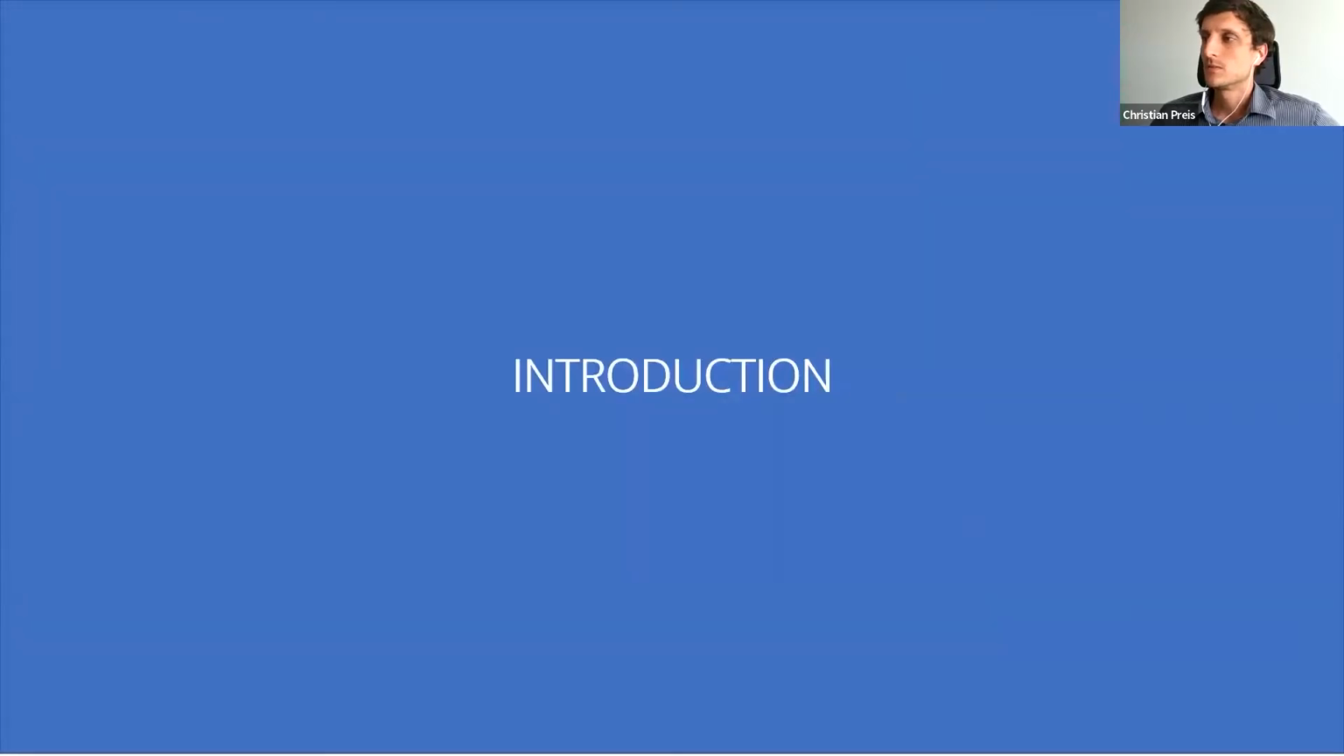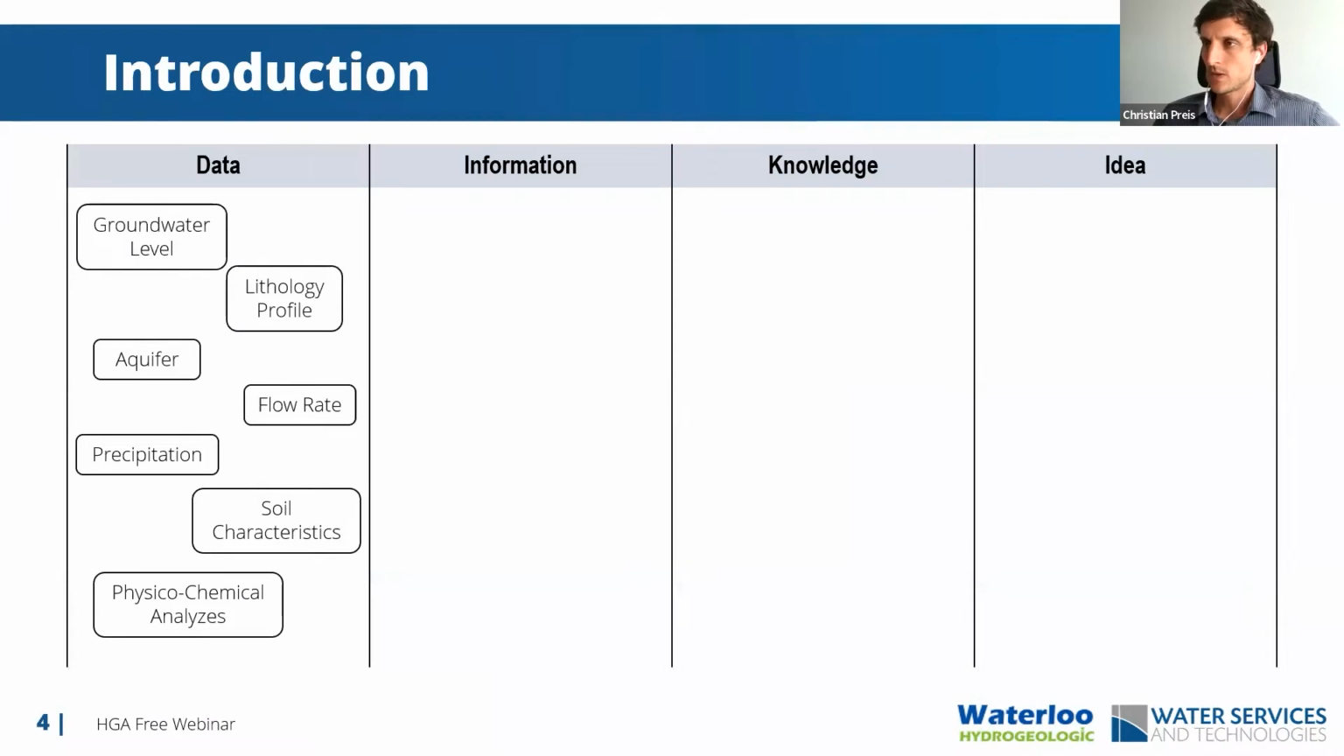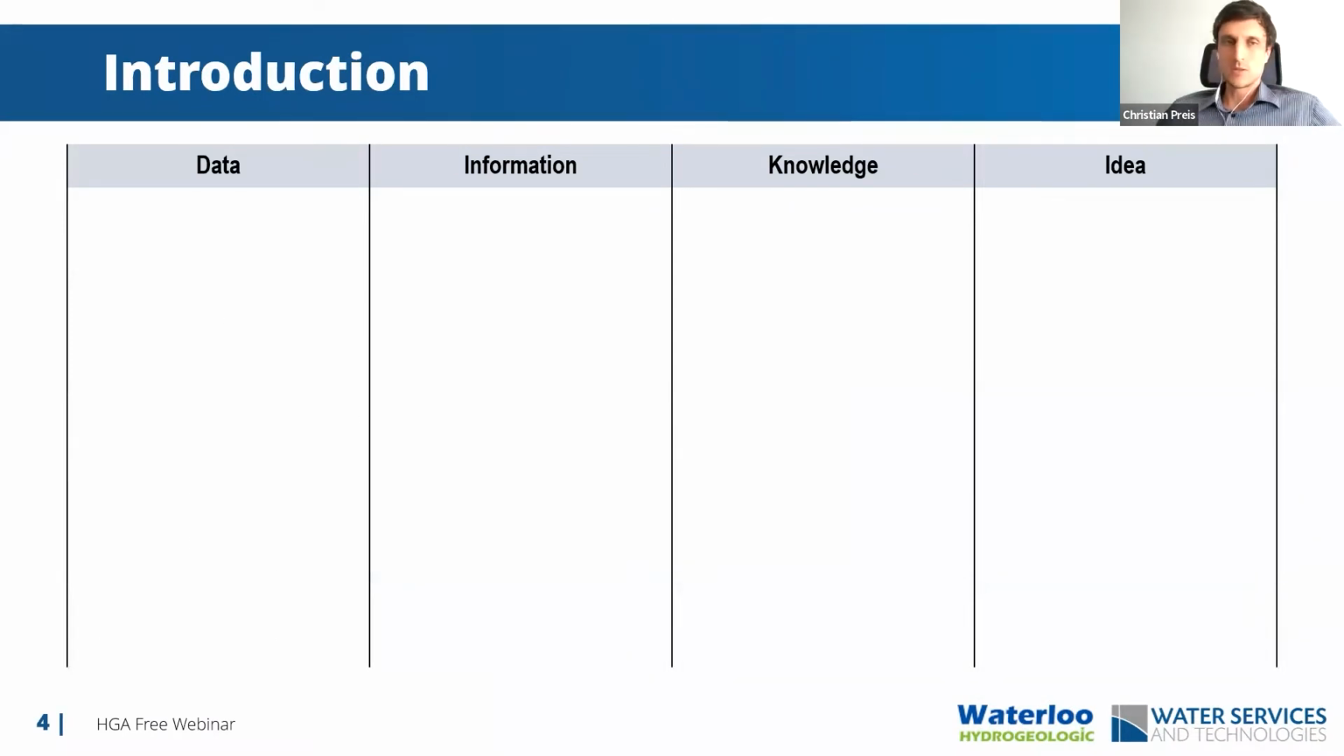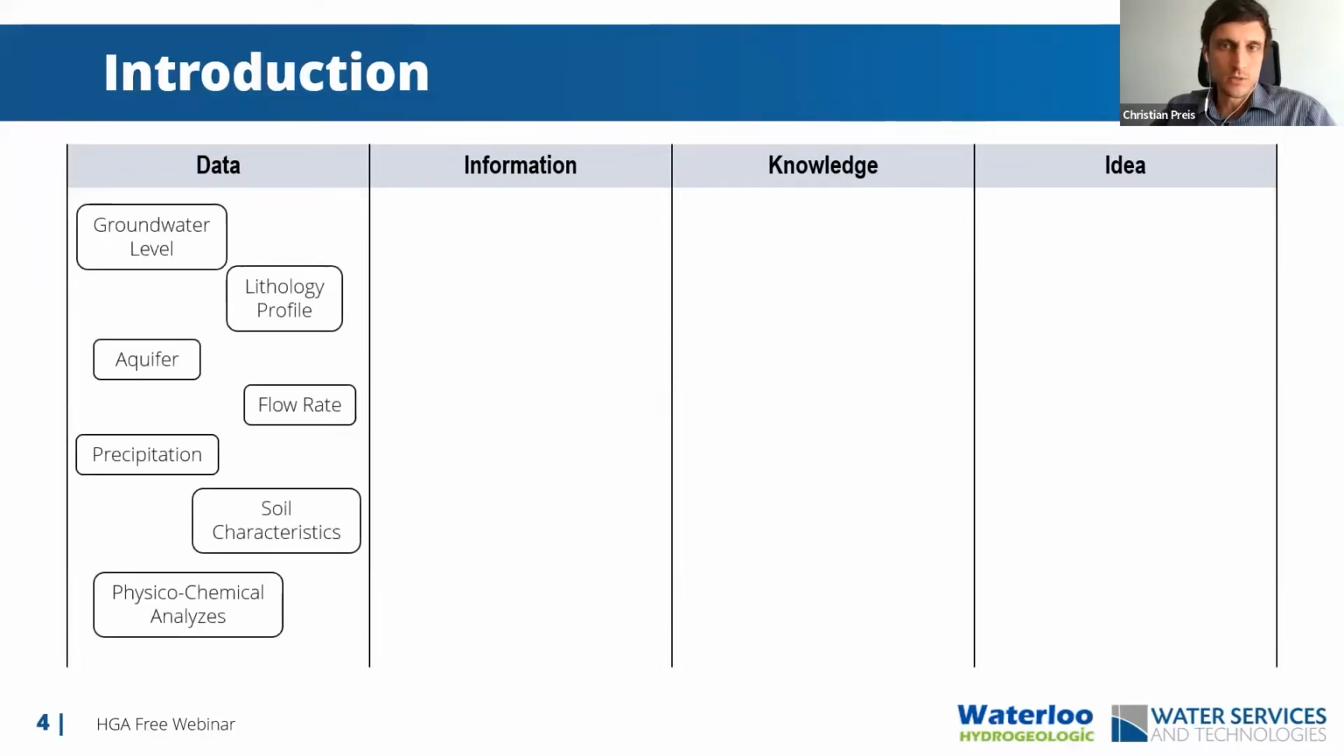So, introduction. First, I'm going to talk about the difference between data, information, knowledge, and idea. So data is a number, a text, or a measurement. It's something that by itself doesn't send us any message. So I just have a number there. It's not showing me anything. It's just the measurement there.